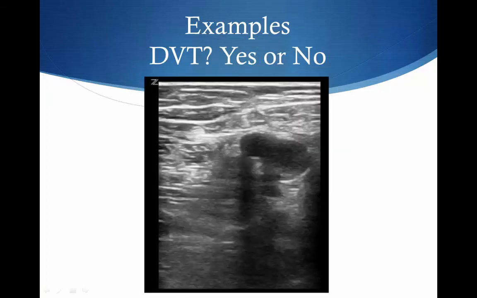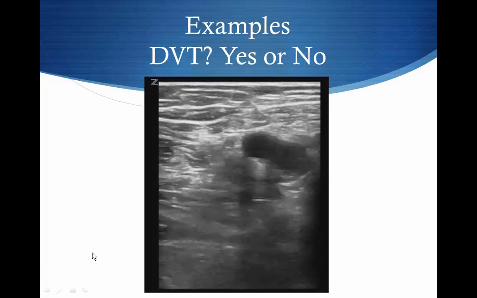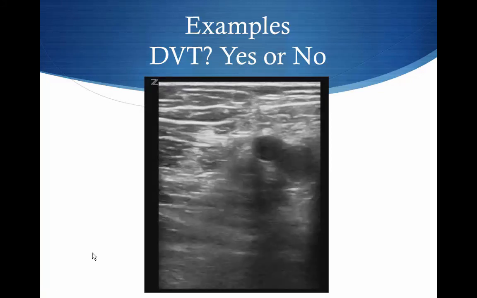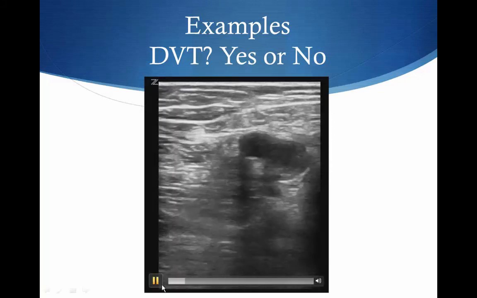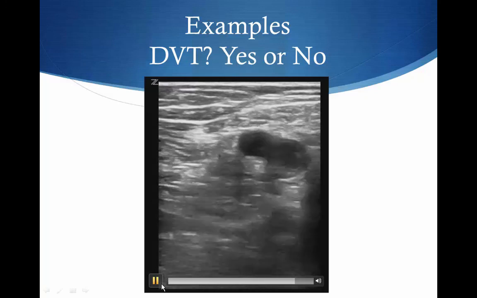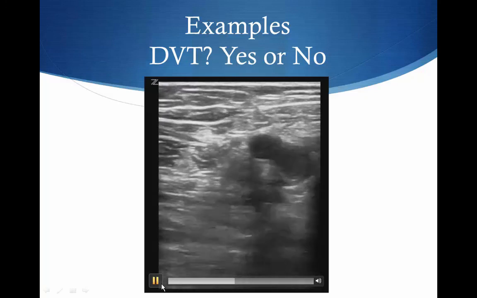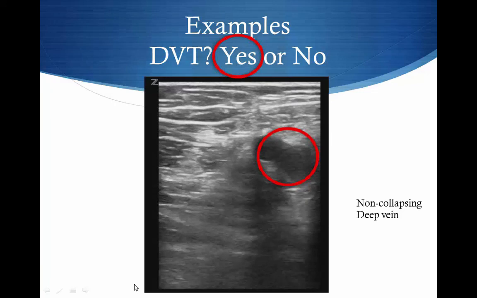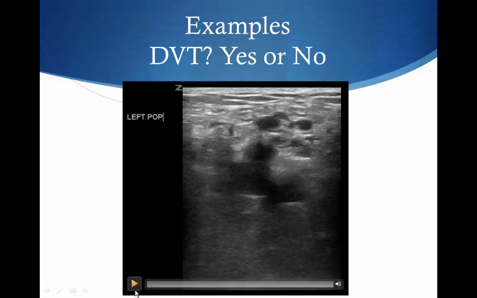There's your vein that doesn't compress very well. Here's another example. Is this a DVT? Yes or no? And of course, this is a non-collapsing vein, so this must be the patient's right, because we have the artery over here. And we've got another one.